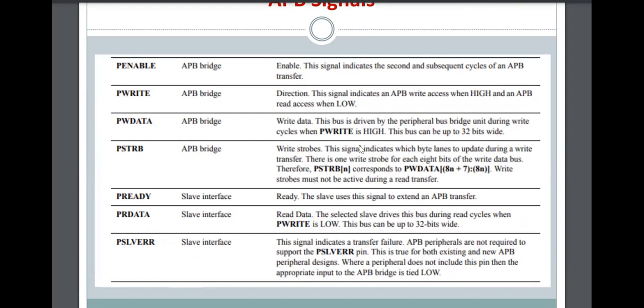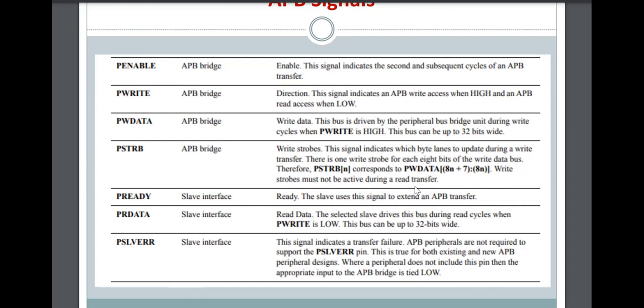What it is telling here: this signal indicates which byte lanes to update during a write transfer. Say there is a 32-bit write transfer. 32-bit means a total of 4 bytes, right? So there will be one write strobe for each 8 bits of the write data bus. Based on that, the write data bus corresponds to a particular byte, and the strobe will activate that particular byte and transfer it to the slave.